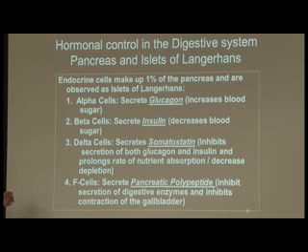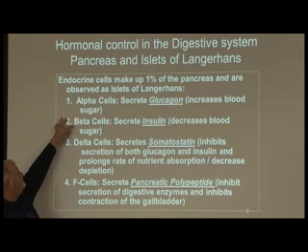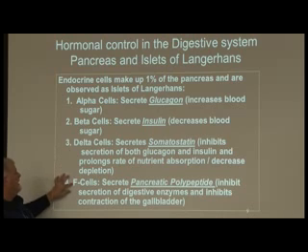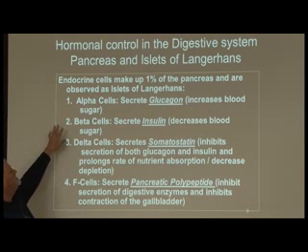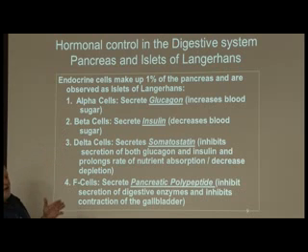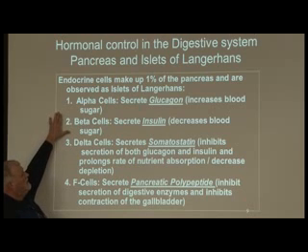When we look at islets of Langerhans, we can identify 4 cell populations: alpha cells, beta cells, delta cells, and F cells. Each of these cells is responsible for producing a different hormone. If we look at the first 2, alpha and beta cells, they are involved in helping control blood sugar levels. So alpha and beta cells are the cells we're going to use to control blood sugar.